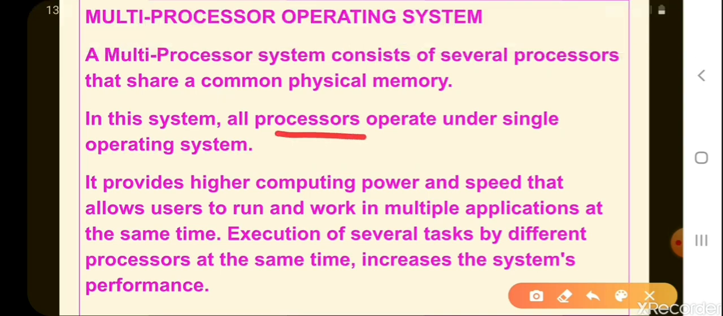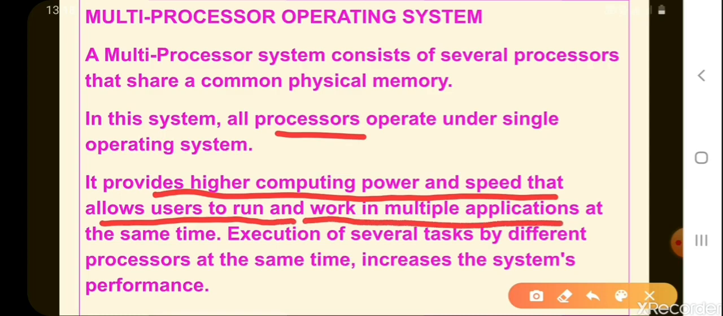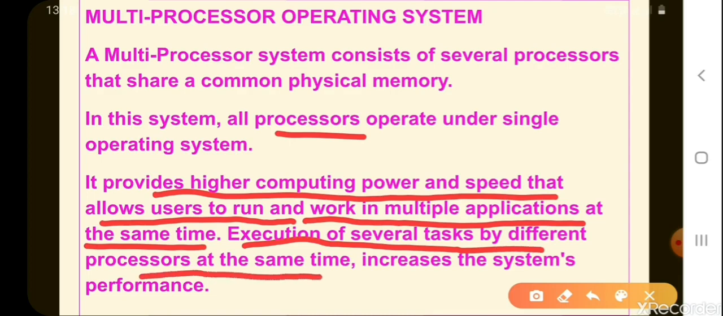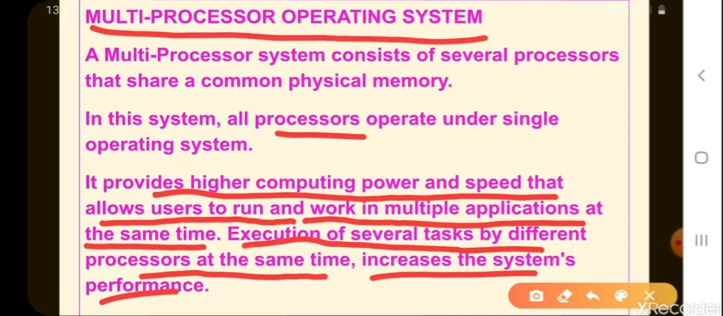It provides higher computing power and speed that allows the user to run and work in multiple applications at the same time. Execution of several tasks by different processors at the same time increases the system's performance. So this is our multiprocessor operating system.